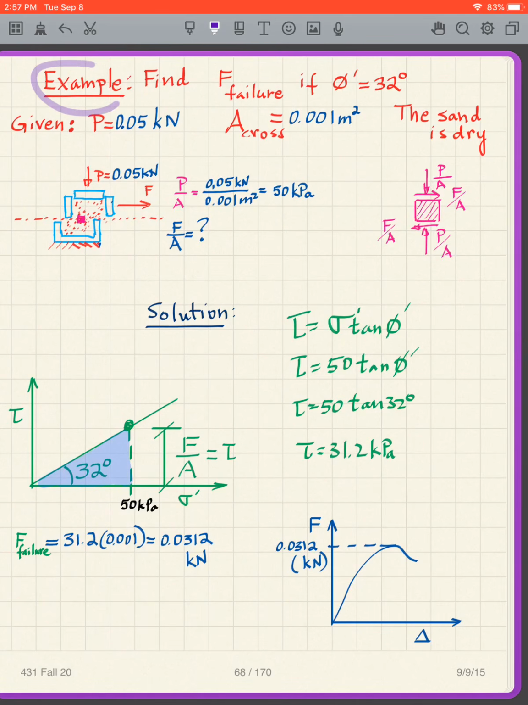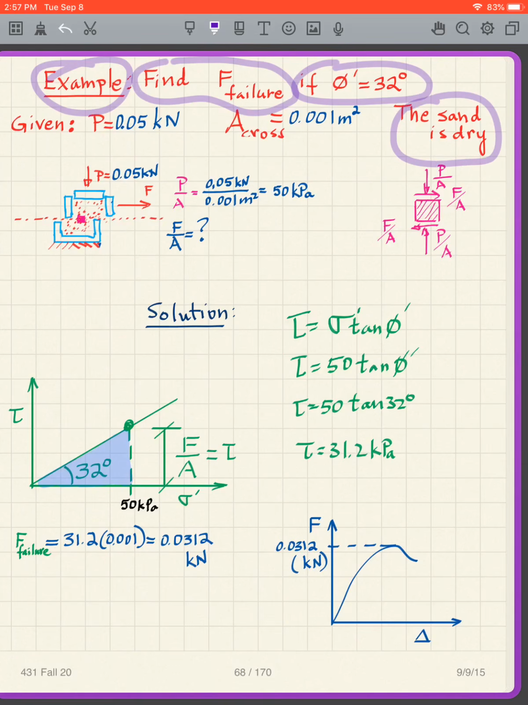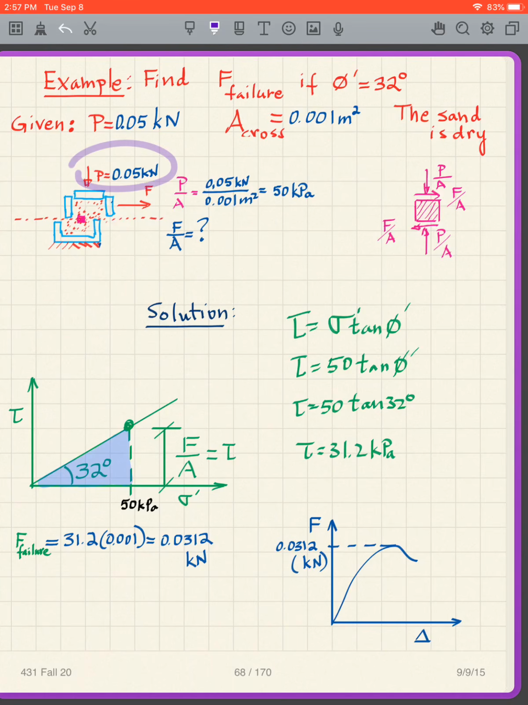So here's a little example, which is find the force F at failure if phi prime is 32 degrees for a sand, a dry sand. And I've given you the cross-sectional area, I've given you the P, 0.05 kilonewtons, cross-sectional area 0.001 square meters. And so we have our P is 0.05 kilonewtons, and that means that my P over A is 50 kilopascals. And my question is, what is F over A? What is my tau FF here? I've been given that the phi prime is 32 degrees.